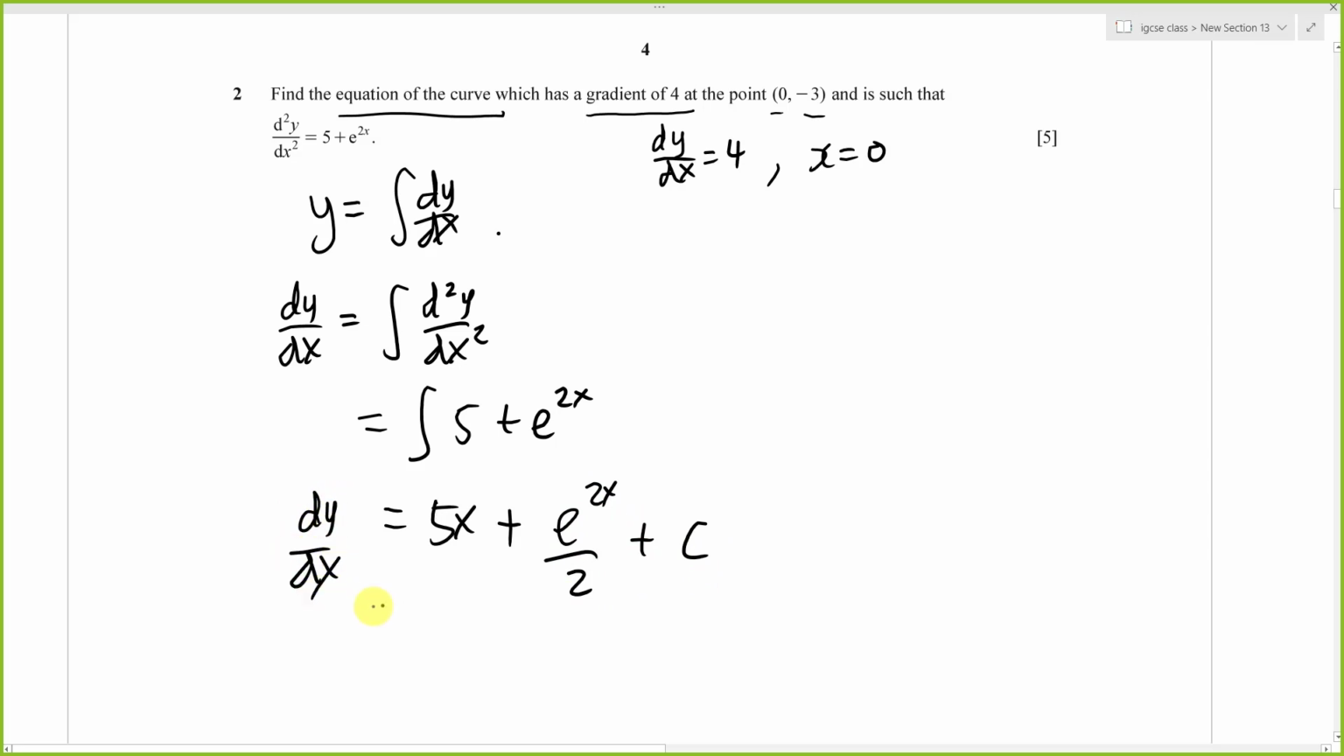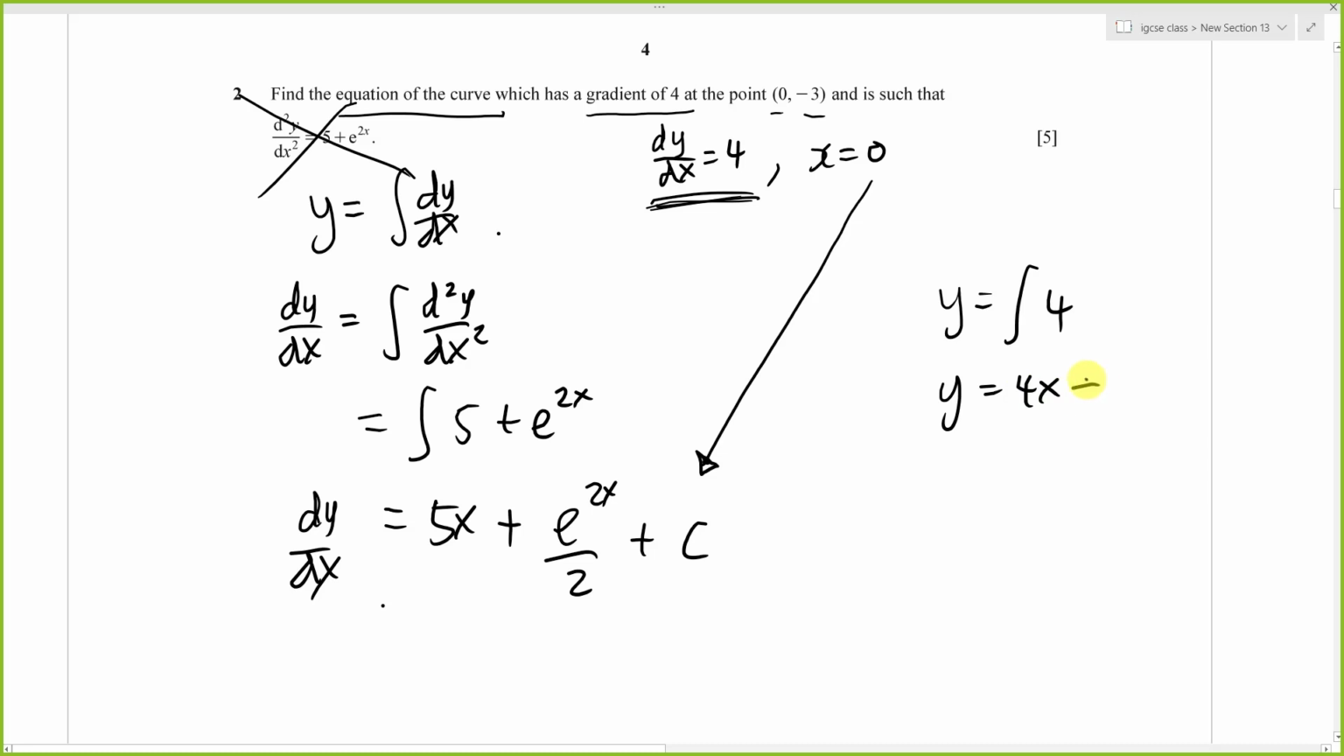Okay, but when I sub x equals 0 into this dy dx here, my dy dx will equal 4. Because some of you, when you see dy dx equals 4, will totally ignore the second derivative. You just say, oh, then I know already, I integrate 4. Then I will get something like 4x plus c. And then I sub in the coordinate, I get the c. Then eventually, you get a straight line. And then you got it wrong.